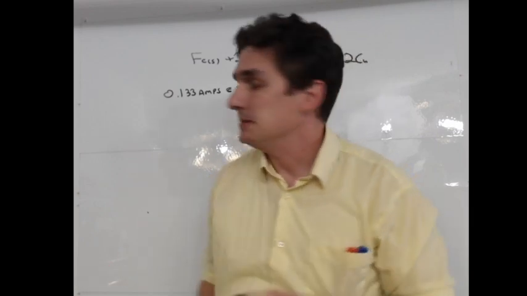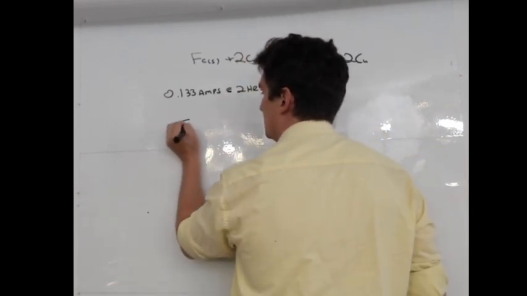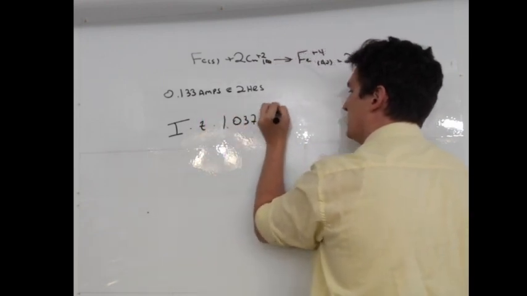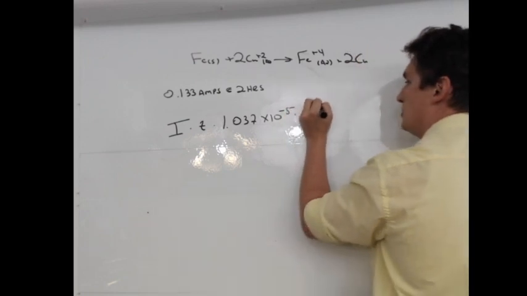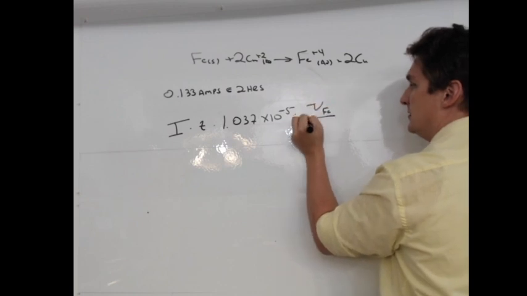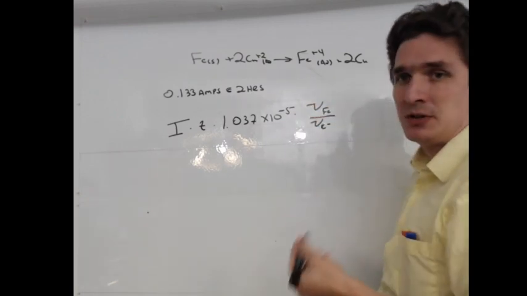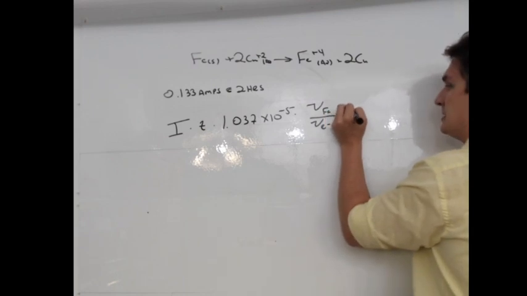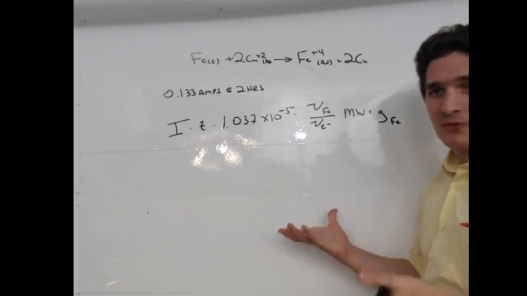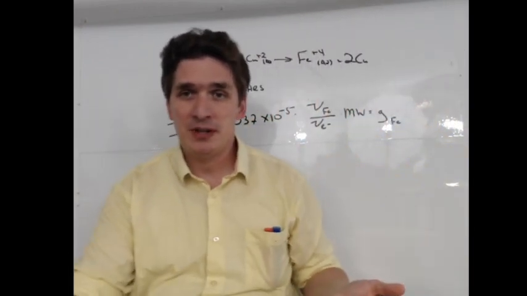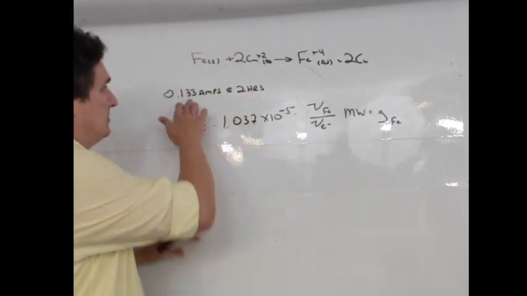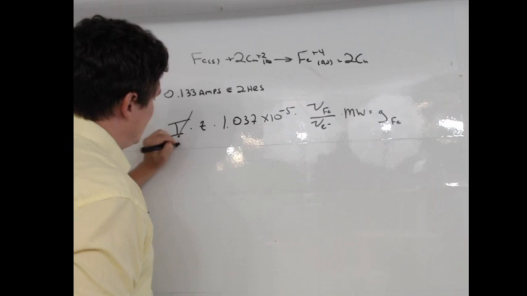So, how do we solve this? Well, we've got our formula: current times time times 1.037 times 10 to the negative 5 times the coefficient on what we're interested in, in this case iron, divided by the number of electrons transferred times molecular weight gives us the grams of Fe. Again, you're going to be given this formula in the final exam, so you don't have to worry about memorizing it. You've got 0.133 amps.